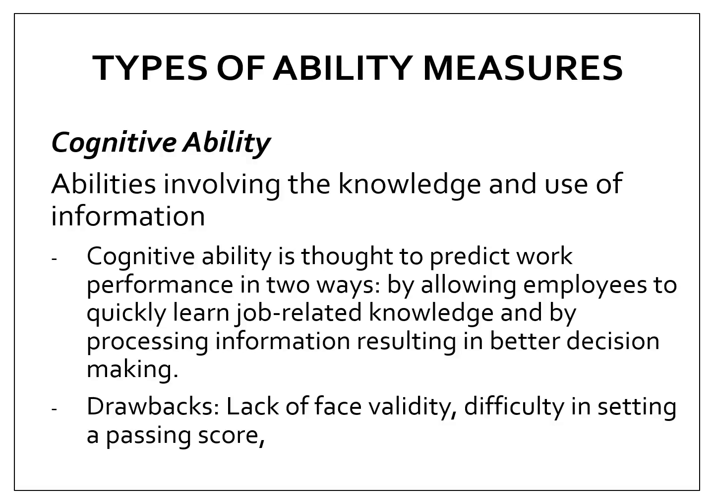So cognitive ability is thought to predict work and work performance in two ways: by allowing employees to quickly learn job-related knowledge and by processing information resulting in better decision making. So the assumption here is that if you have higher intellectual capability or higher IQ, then you will have the higher aptitude to learn quickly what you have to learn in training. So in other words, in layman's terms, smarter people will also learn faster.